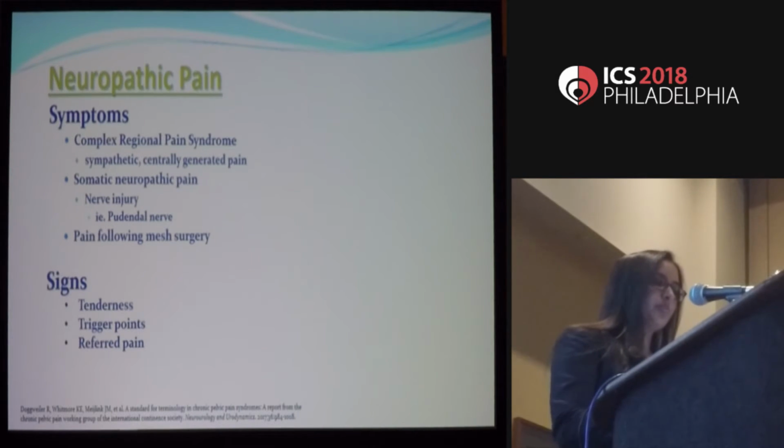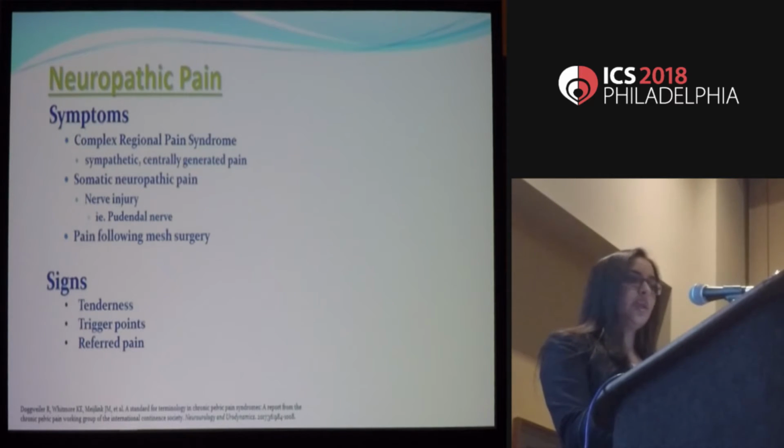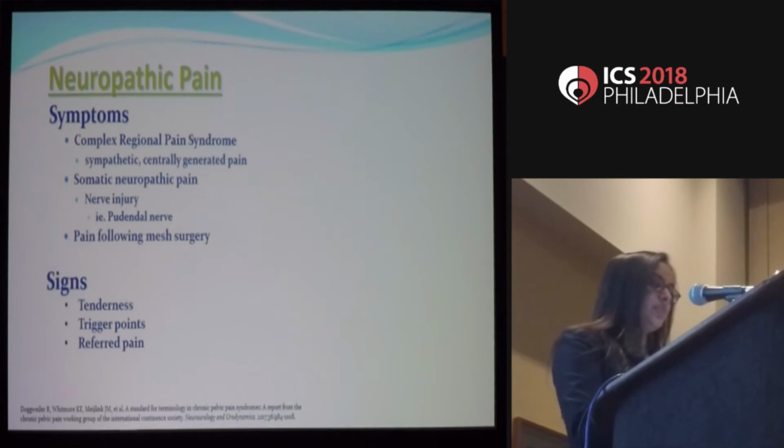Within the neuropathic pain domain, patients may report burning, throbbing, stabbing, tingling, or paresthesias. Symptoms may be related to sympathetic, centrally generated pain, or somatic pain with a specific nerve injury, such as pudendal neuropathy. Examination should assess for tenderness, trigger points, and referred pain within the associated nerve distributions.